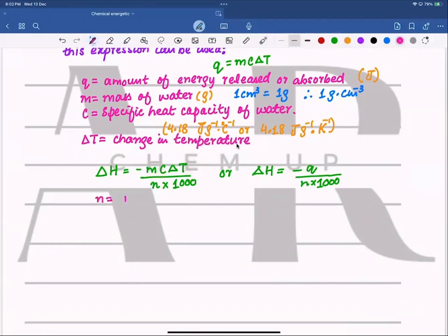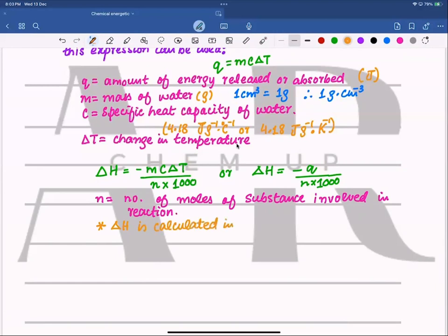Here, n is the number of moles of substance involved in the reaction. The specific heat capacity and mass are both values for water, and n is the number of moles of the substance which is taking part in the reaction. By this expression, the enthalpy change is calculated in kilojoules per mole.